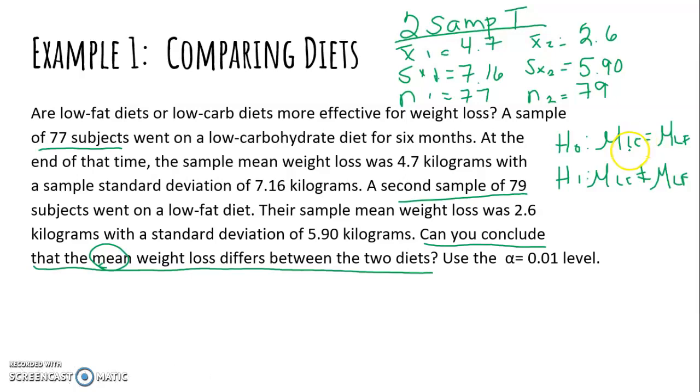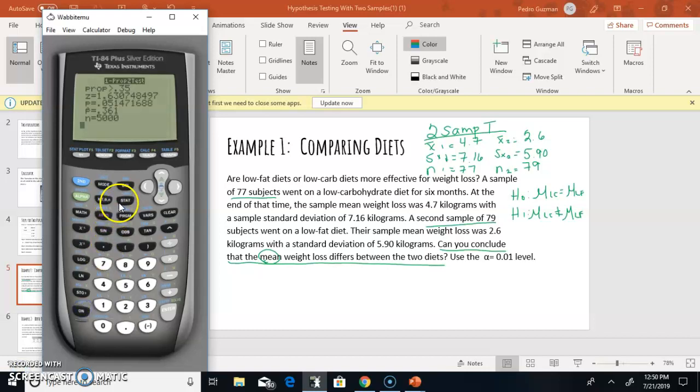Alright, so now we are going to put this in the calculator. So we're going to go to Stat, Test, and we're going to choose 2 sample t-test. There's also a 2 sample z-test, but you would have to know the population standard deviation for both populations, which is highly unlikely. So we're just going to do number 4, 2 sample t-test, because we do not know the population standard deviations for either population.